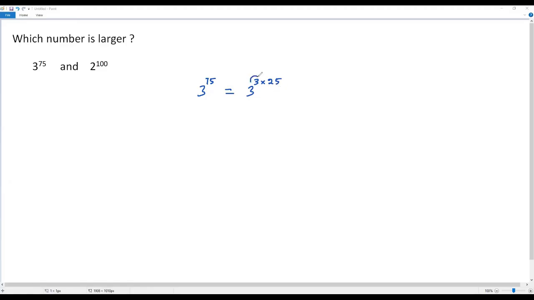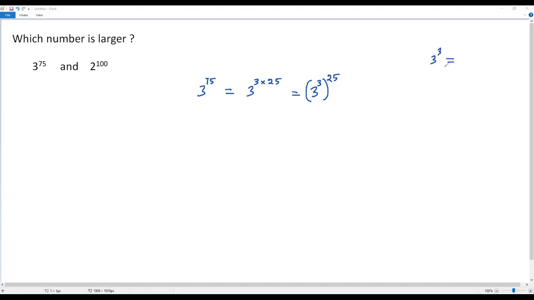Now, let me take this value 3 as the exponent for the existing base 3. Then we get 3 to the third power. Now we can take this other value 25 as an exponent for the whole stuff. Actually, this is the power of a power rule in exponents. We can evaluate this 3 to the third power.